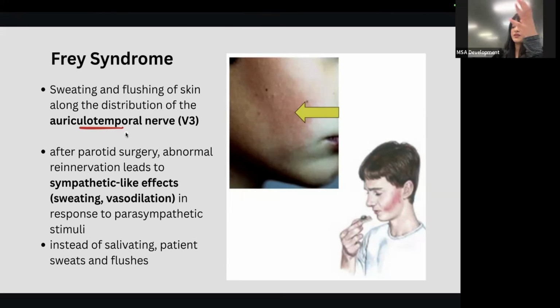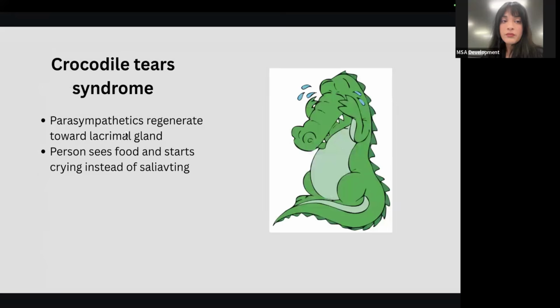So when the patient sees food, they're supposed to salivate, right? Parasympathetics are going to make the person salivate when they see food. But in this person with Frey syndrome, the parasympathetics regenerated, instead of the parotid gland, onto the sweat gland. So the person starts sweating and they become red because of the blood vessels. So that's basically it. That's sympathetic-like effects. I hope that's very, very clear.